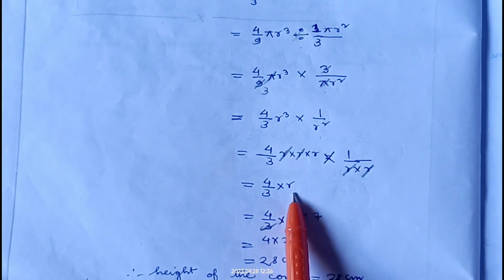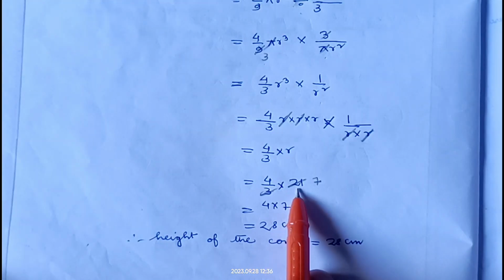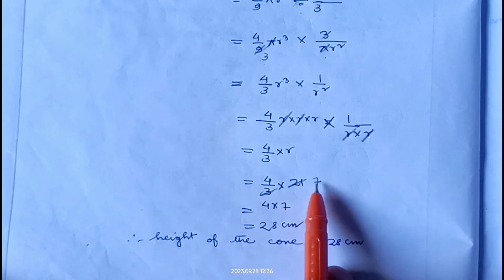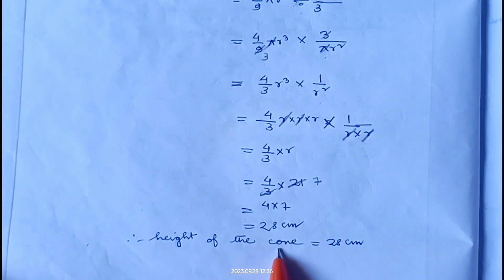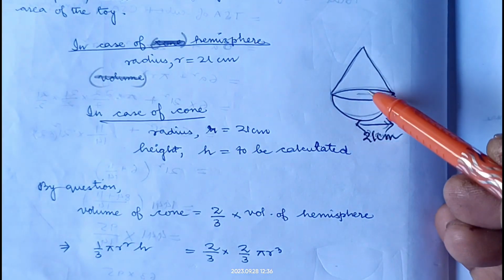So 4/3 r. Radius is given in the question, 21. 21 can be cancelled by 3. It will be 7. 4 7 is 28. Therefore height of the cone is 28 centimeter. Therefore we got height of the cone is 28 centimeter.